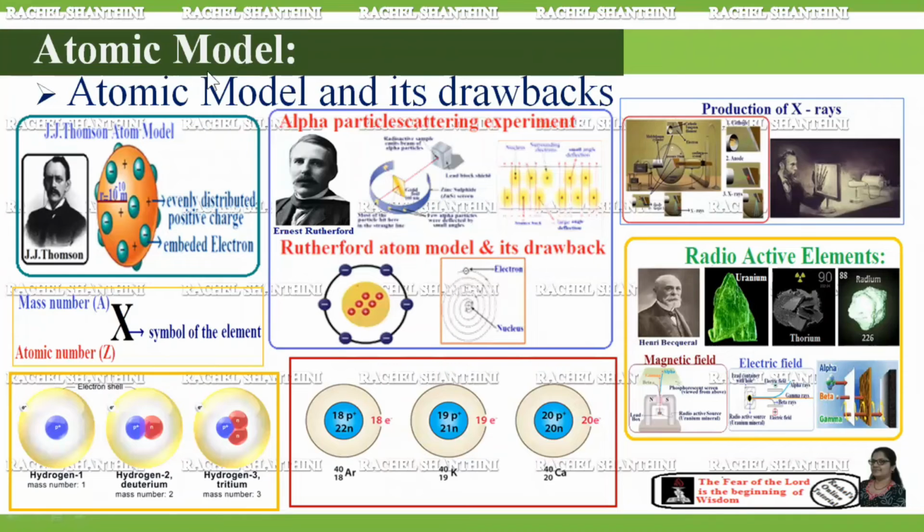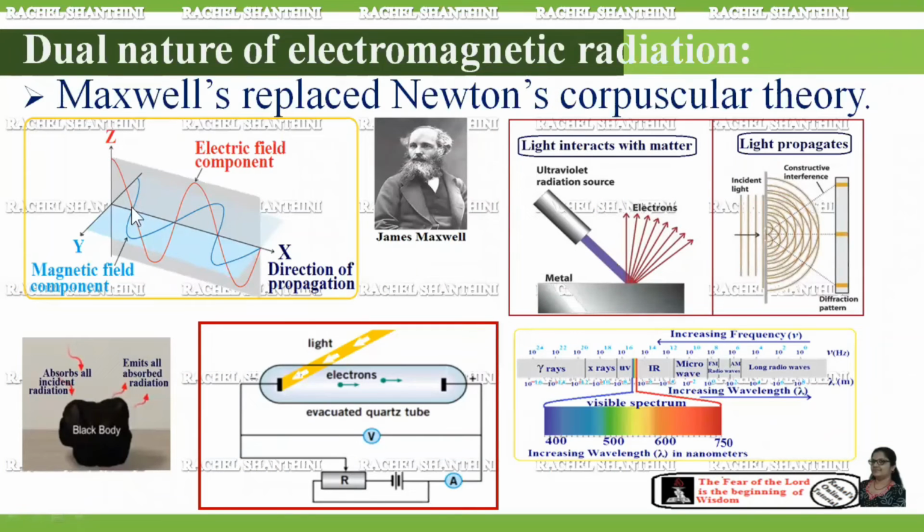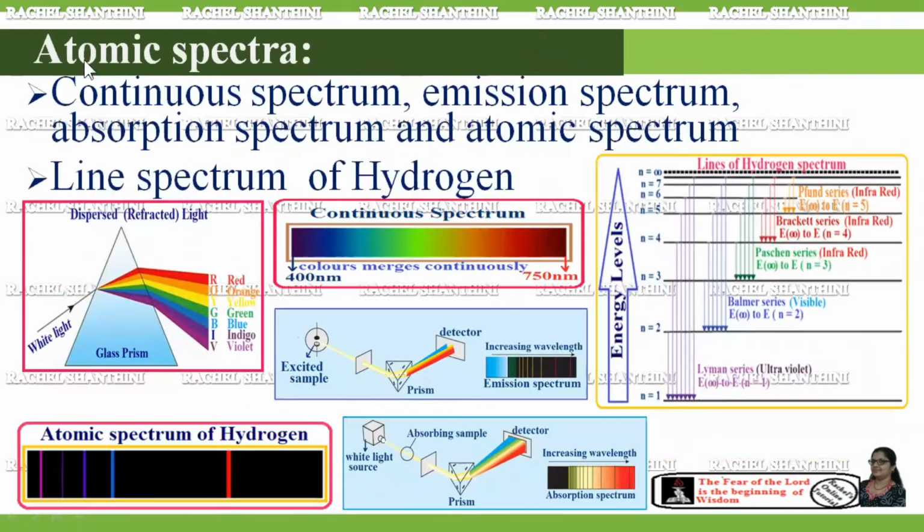In session 2.2, we have discussed the atomic model, that is J.J. Thomson atomic model, Rutherford atomic model and its drawbacks. In session 2.3, we have discussed the dual nature of electromagnetic radiation. In session 2.4, we have seen the continuous spectrum, emission spectrum, absorption spectrum, atomic spectrum, and line spectrum of hydrogen.